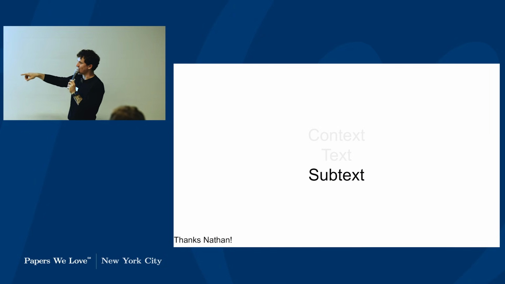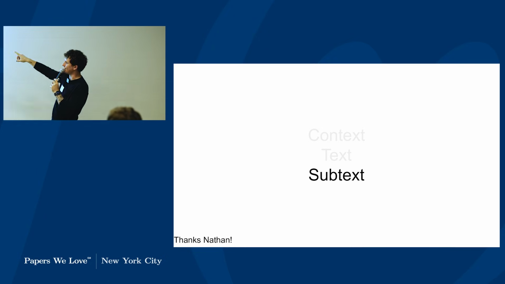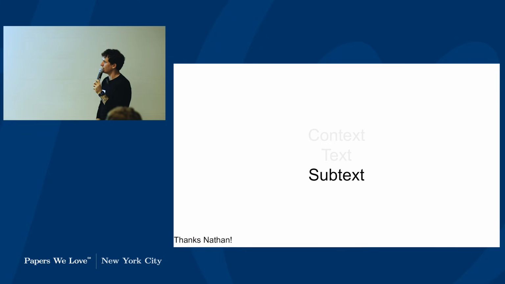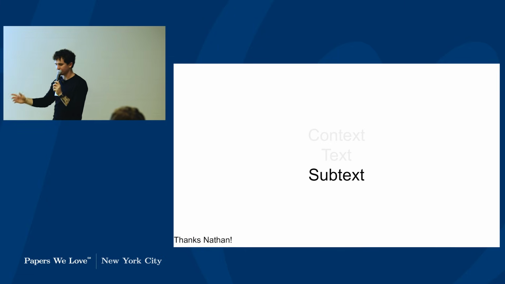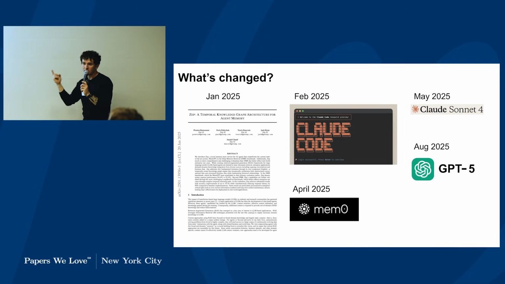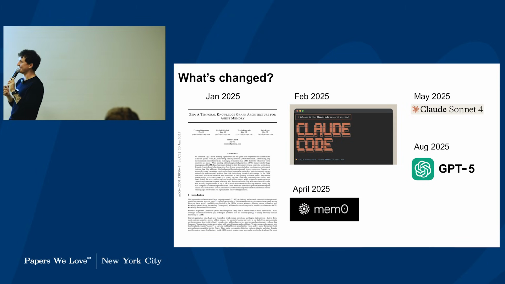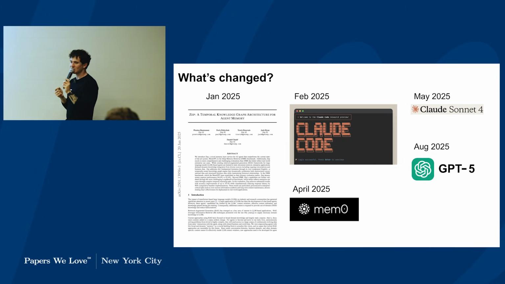So again, thank you, Nathan, for this. You can't see it actually, but this used to say context, text, and subtext, but in the projector, it's too hard to see. So I want to talk a little bit about subtext, sort of my thoughts on the paper. So the paper was published in January 2025, which sounds recent, but in this world, it's definitely not recent. A lot's changed.